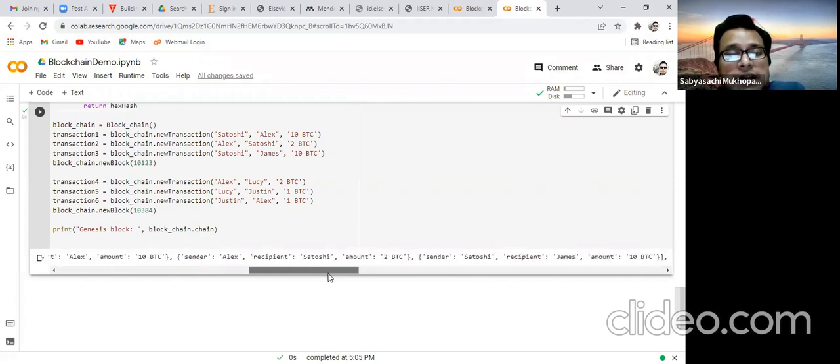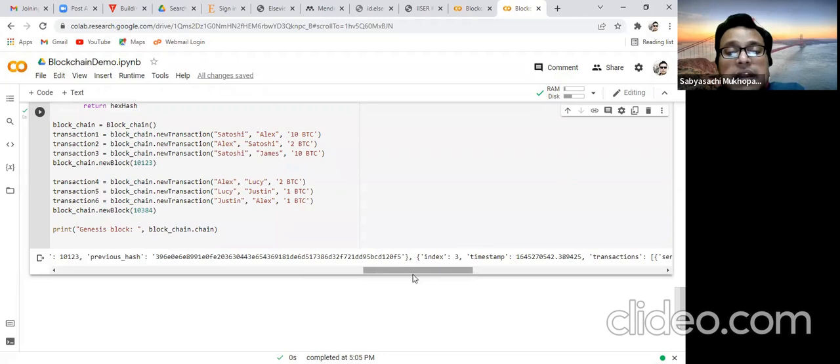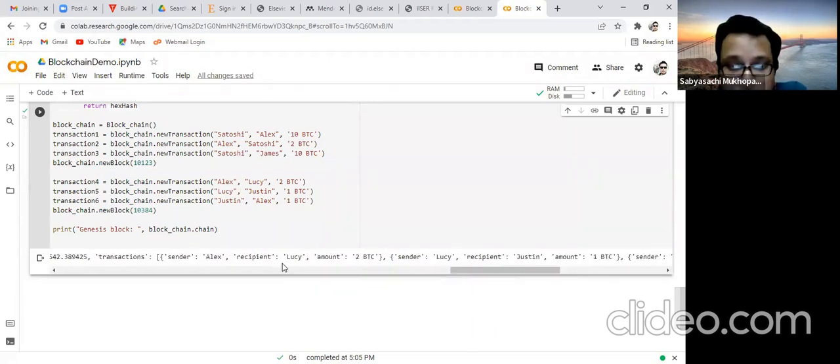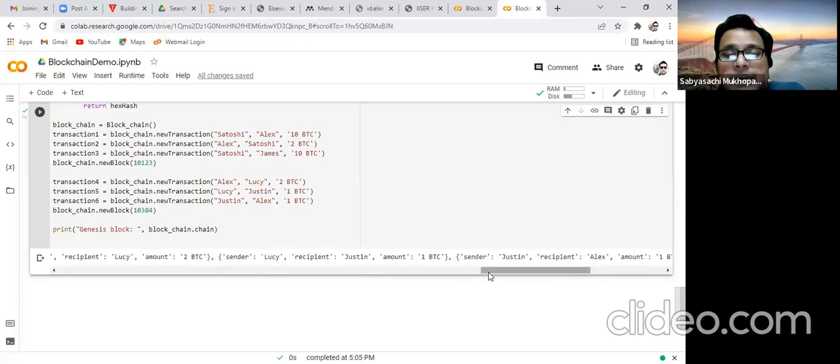Again, you see the sender Alex, recipient Satoshi, amount 2 BTC. Sender Satoshi, recipient James, amount 10 BTC. The proof information is 10123, with the previous hash, every detail given there. Again, in index 3, the corresponding timestamp and transaction details are given: sender Alex, recipient Lucy, amount 2 BTC; sender Lucy, recipient Justin, amount 1 BTC; sender Justin, recipient Alex, amount 1 BTC, along with the proof 1034 and the previous hash.